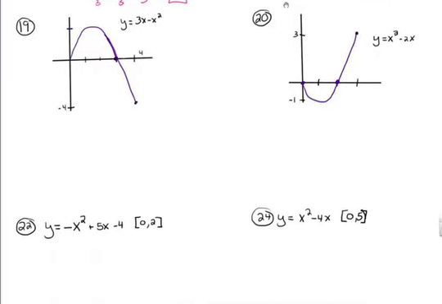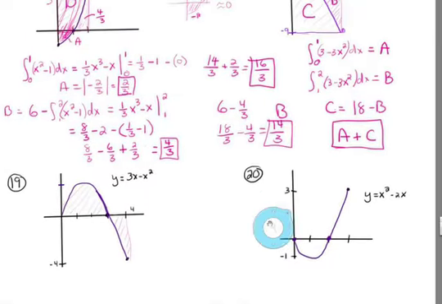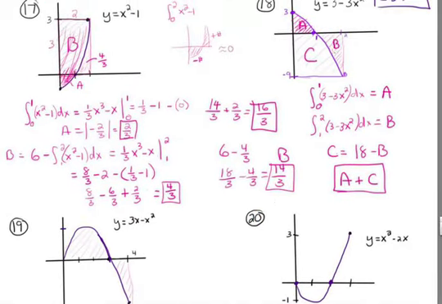Okay, so number 19 is asking us to find the area of the shaded region, which would be right here. One more final thought on this last problem. Keep in mind we want the area here as a positive number, but when I integrate, it's actually going to give me a negative number, because it's below the function. So I need to take the absolute value of that, and then let's call that B.